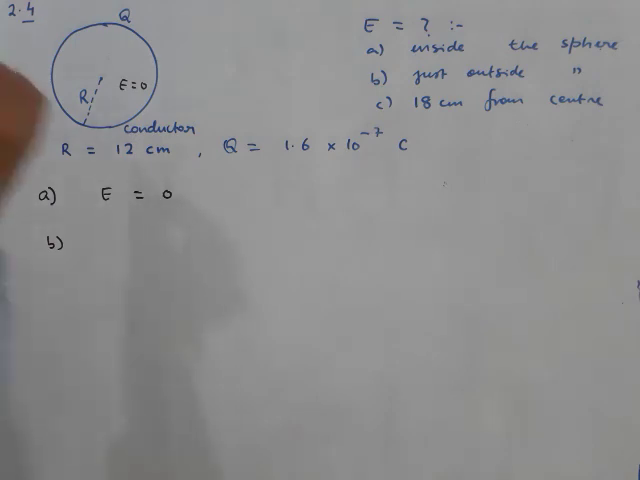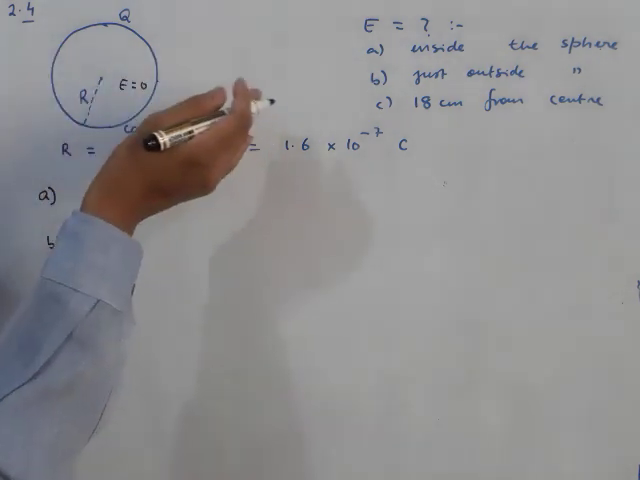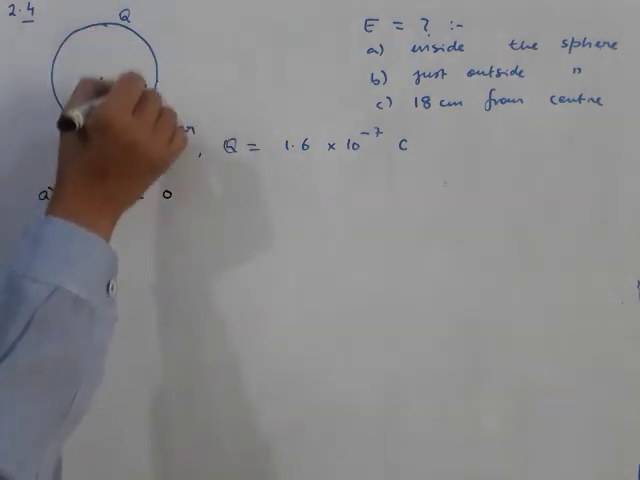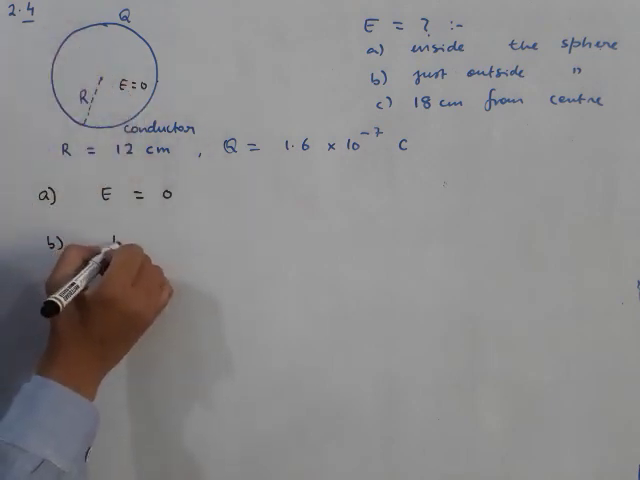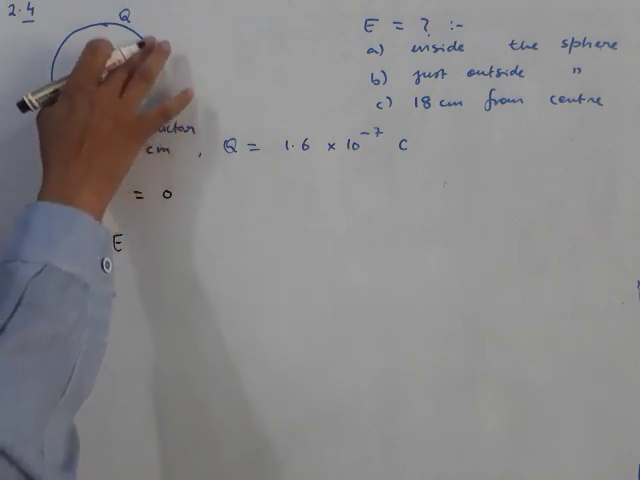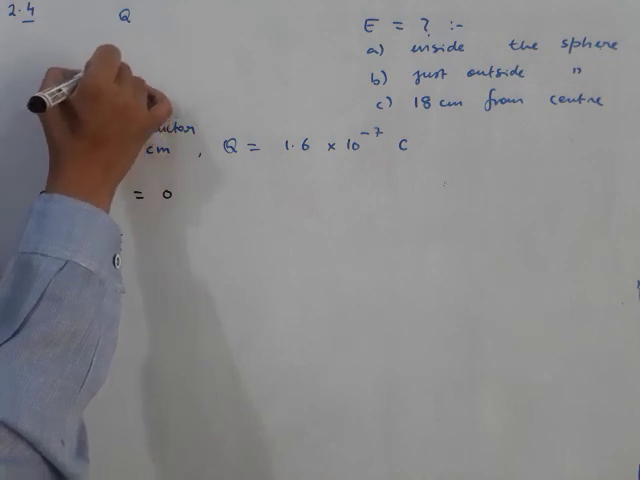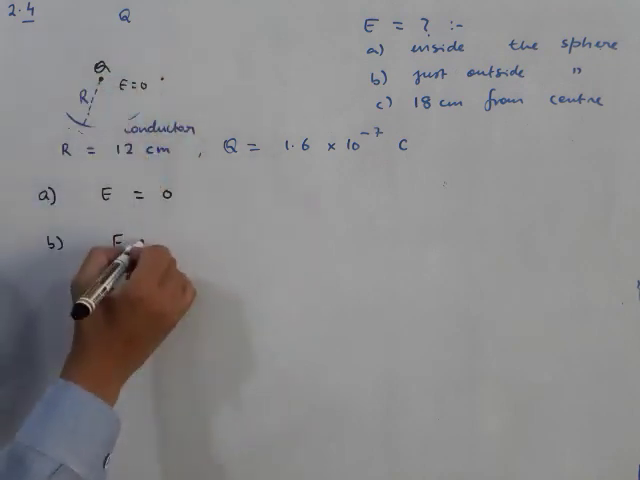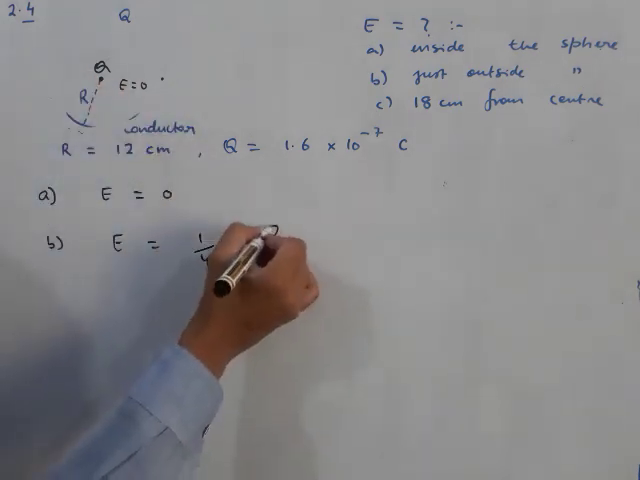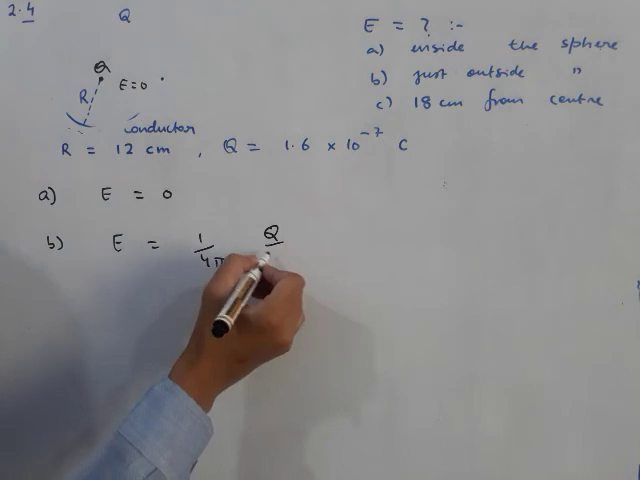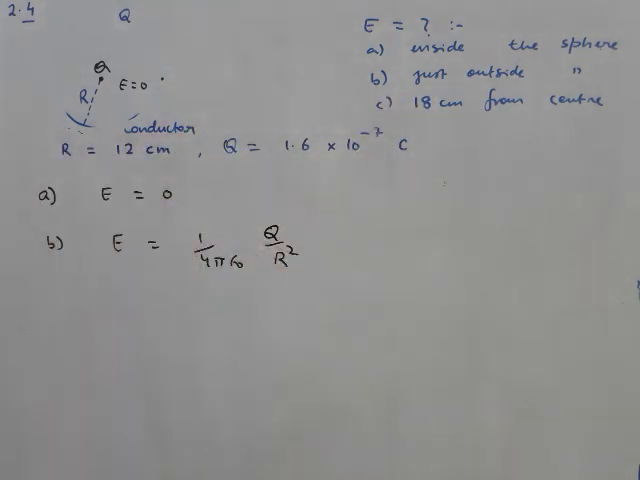B, just outside the sphere, and for points outside the sphere you have to assume the total charge to be present at the center of the sphere. So the electric field, if you forget that this is a sphere and we assume the entire charge to be present at the center, then at this point the electric field will be given as 1 by 4 pi epsilon naught. For a point charge you have to apply the formula. q upon this distance. Just outside this sphere means the distance is almost equal to radius.